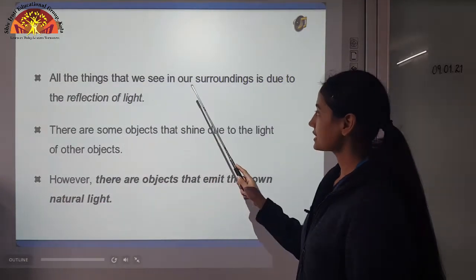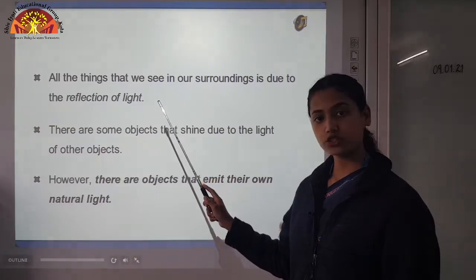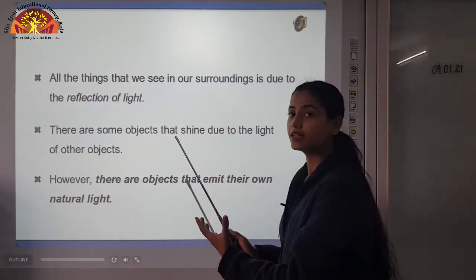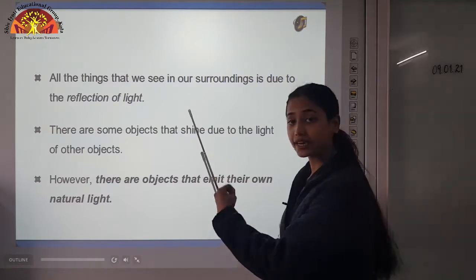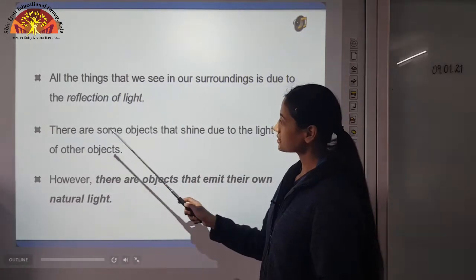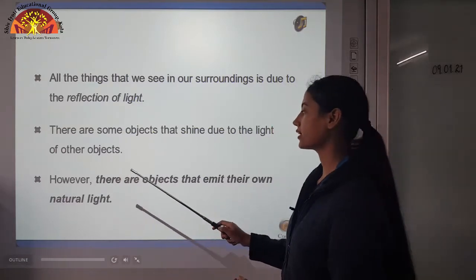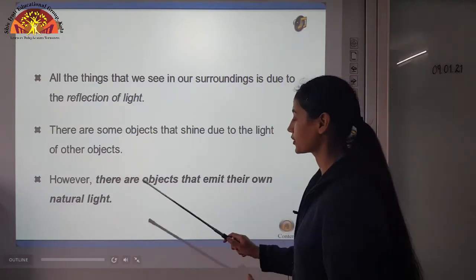All the things that we see in our surroundings is due to the reflection of light. Like you are able to see this board, this pointer. Why? Because these objects are reflecting light. Then there are some objects that shine due to the light of other objects. However, there are objects that emit their own natural light.